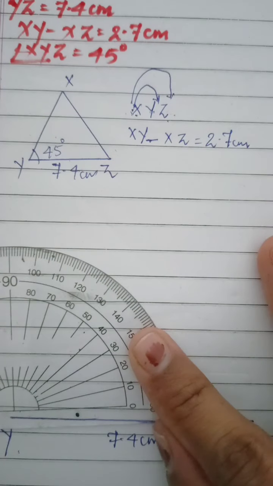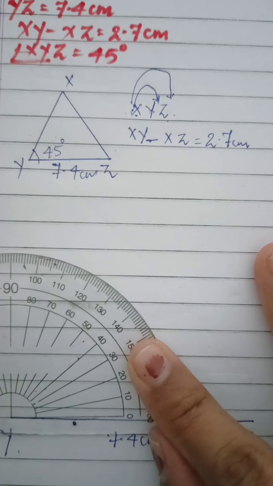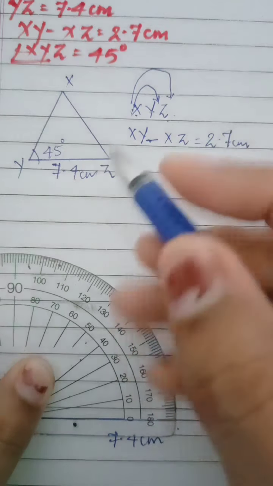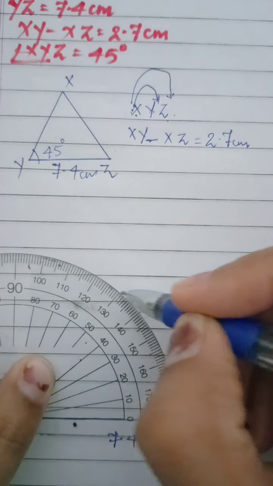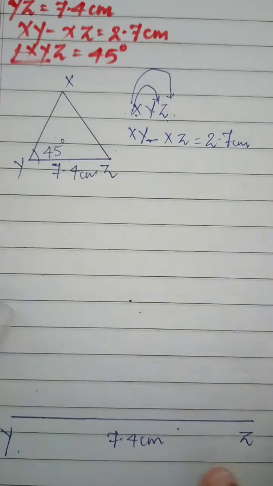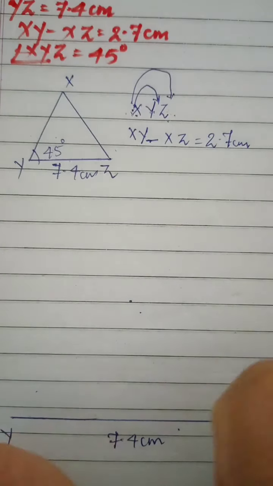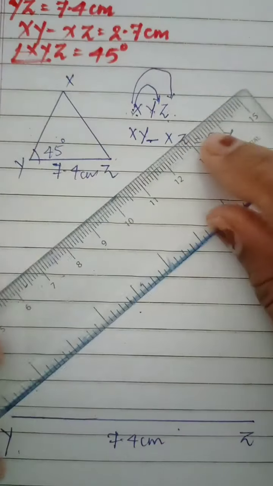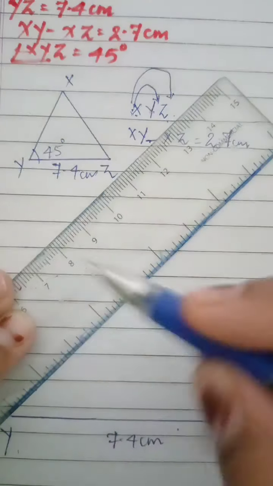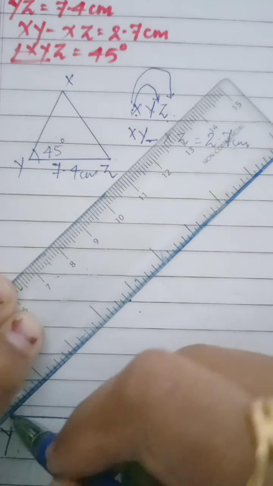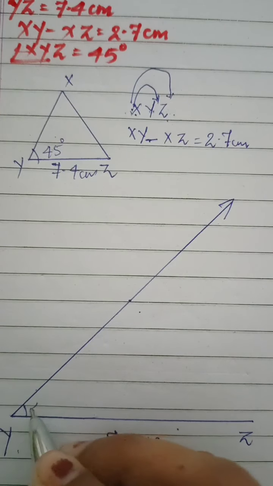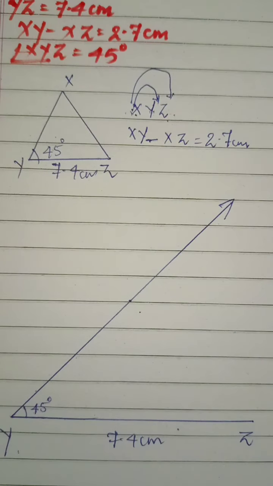Now on Y we need the angle. Keep the protractor point on Y and draw the angle 45 degree. It is in between 40 and 50. This is 45. Correct? Acute angle. If you take it the other way, the mouth will be wide open. Acute means this way you have to draw the angle. Join the point and extend the ray. This is 45 degree. Write all the details.